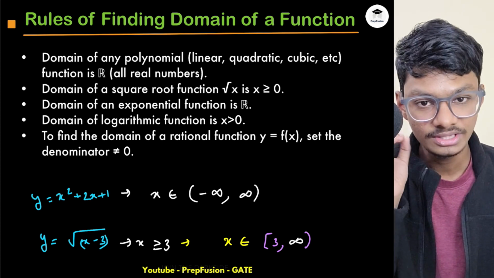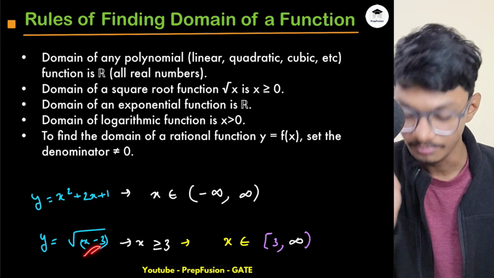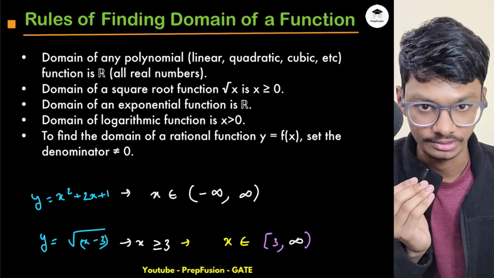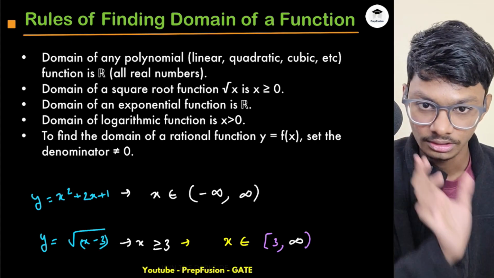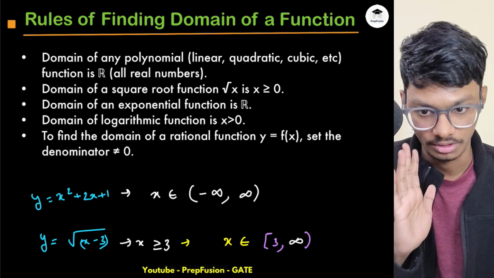If x is equal to 2, this will become minus 1, which is not possible, because my y is real, right? So for y to be real, x has to be greater than or equal to 3. That is the main important thing.